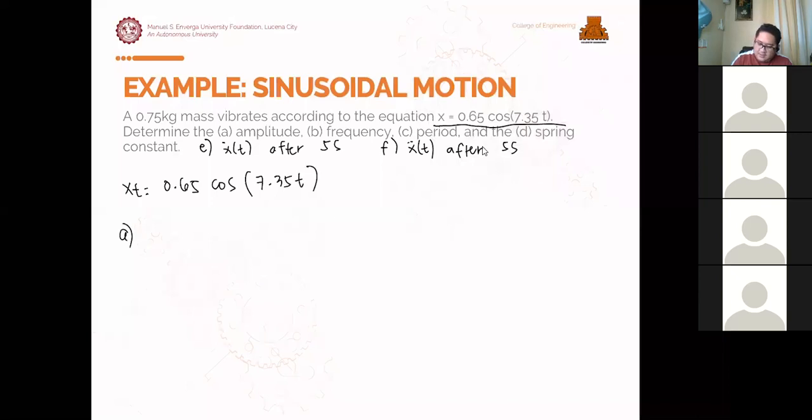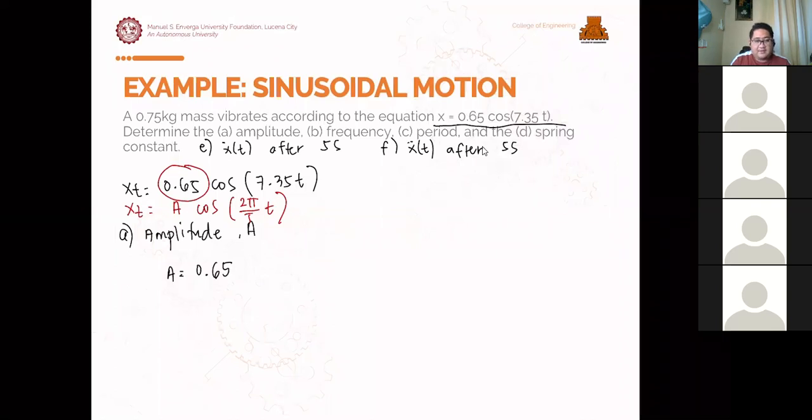Unang tanong, what is amplitude? Yung value ng A natin. Anong value niya? Pag tinignan nyo yung equation natin, ito ay x(t). Di ba original formula natin ay A cosine of 2 pi t over T? Okay? So, ibig sabihin, itong constant natin sa unahan is yung value ng amplitude natin. Okay? So, ibig sabihin, pag hinahanap yung amplitude natin is equals to 0.65. Okay?